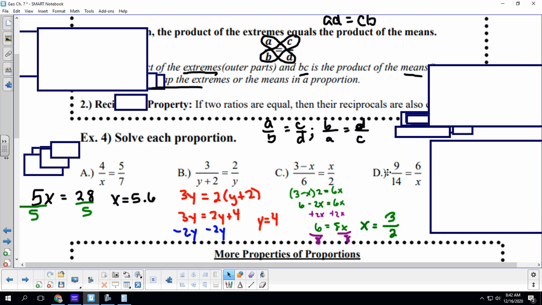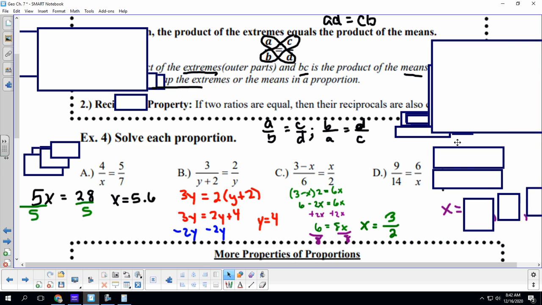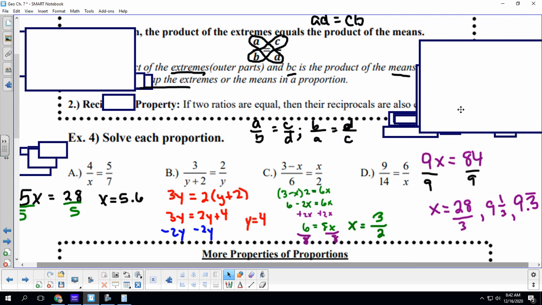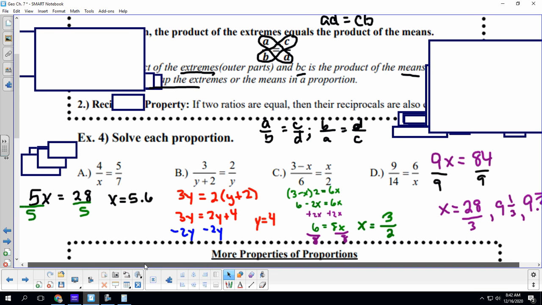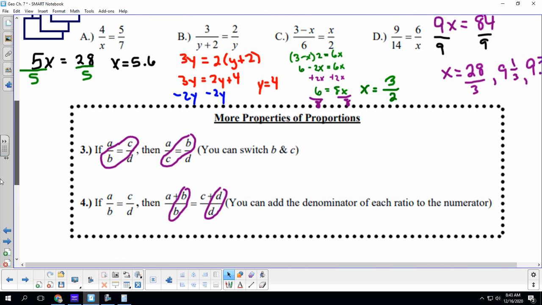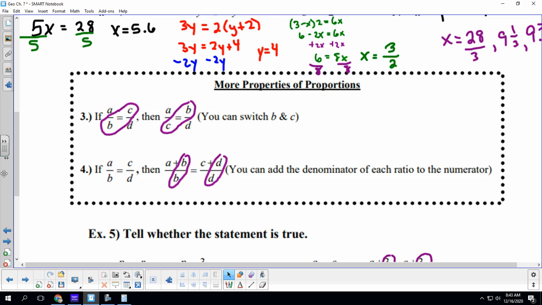All right, lastly but not leastly, this d, we get 9 times x equals 6 times 14, which is 84. Divide both sides by 9. X is 28 over 3, or 9 1/3, or 9.3 repeating. All right, proportions were more of an Algebra 1 skill, so hopefully that is review.